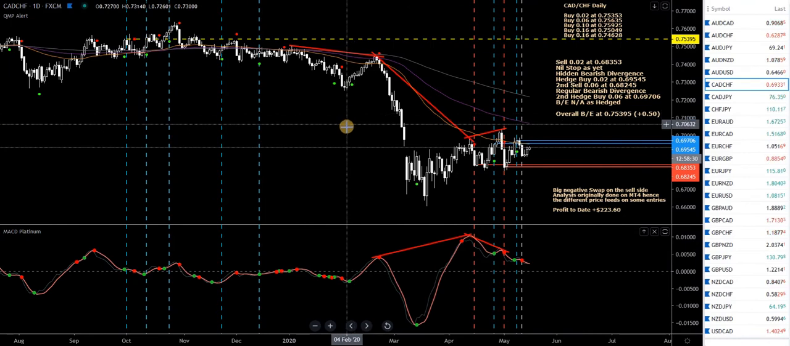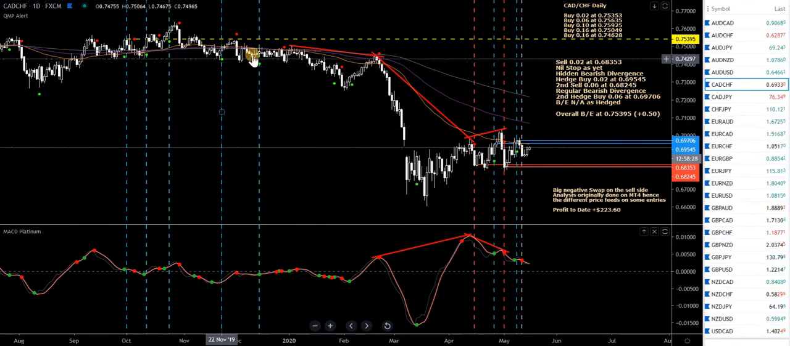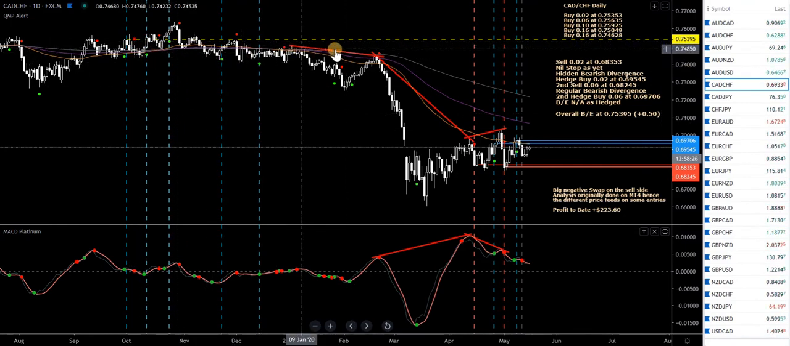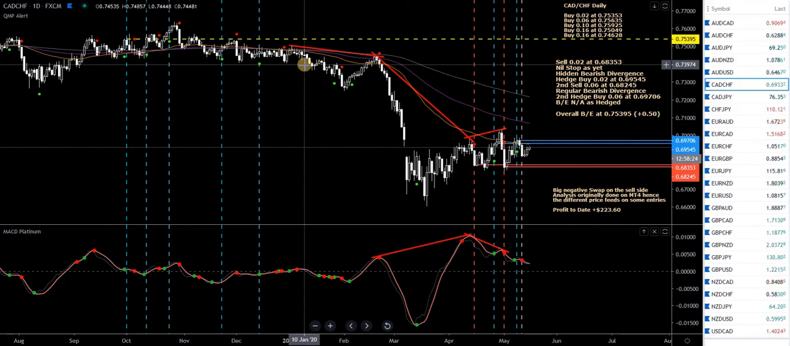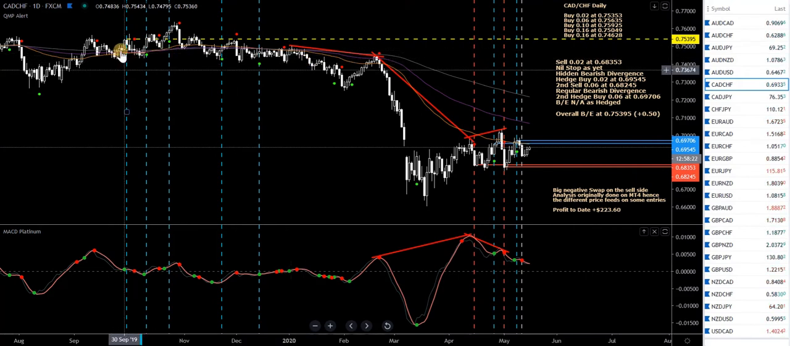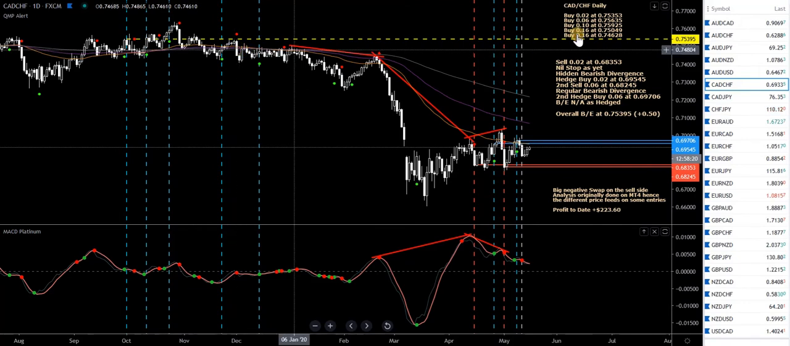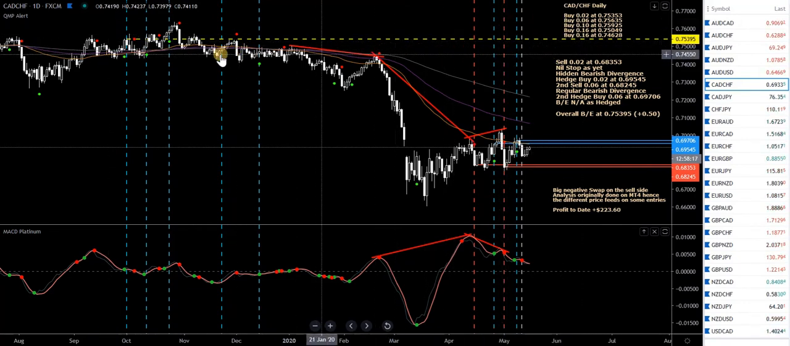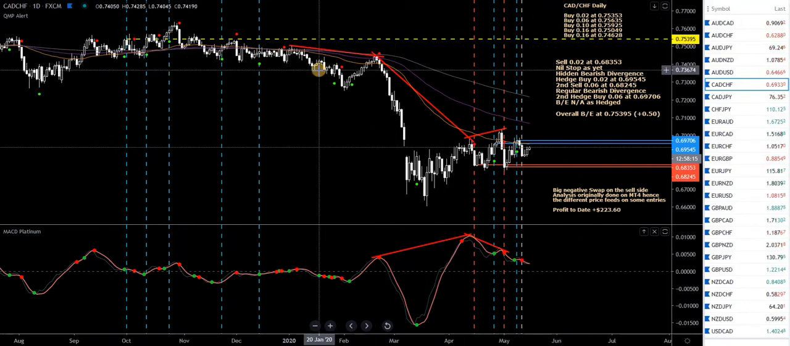CAD Swiss. Now this is one of my problem pairs. I'm in all these buy trades from back here. I haven't drawn the horizontal lines, but they're all in the same sort of area. I just didn't want to clutter up the chart with the horizontal lines. So there's still 5 buy trades up there.